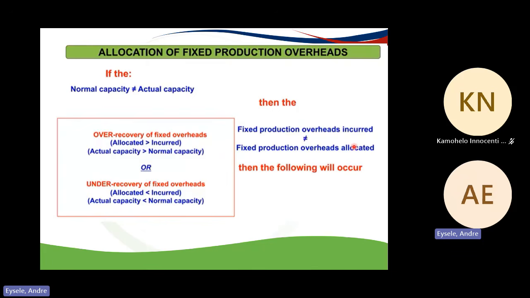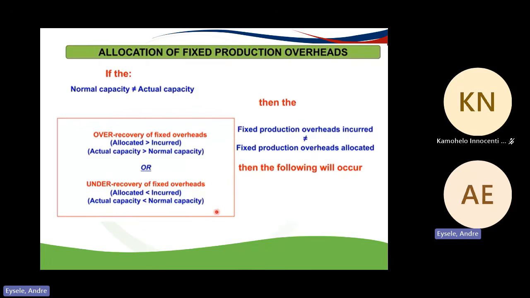Okay, so this is what we say. If the normal capacity is not equal to actual capacity, then the fixed production overheads incurred is not the same as the fixed production overheads allocated, and then the following will occur. There will be an over recovery or an under recovery. An over recovery is when fixed overheads allocated is greater than incurred, or actual capacity is greater than normal capacity. You can just take this as a tip: if your actual capacity is greater than normal capacity, you will have an over recovery. And the under recovery is obviously the opposite.